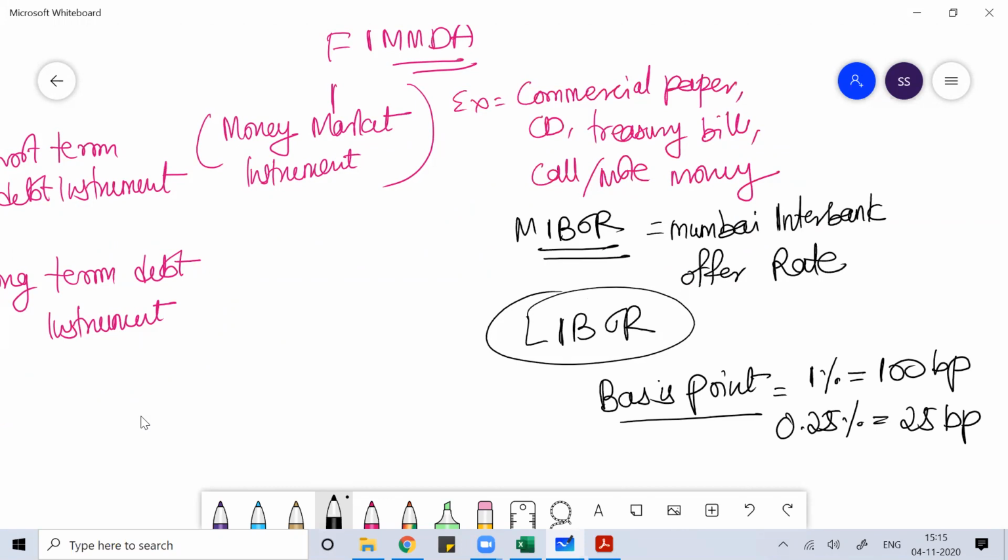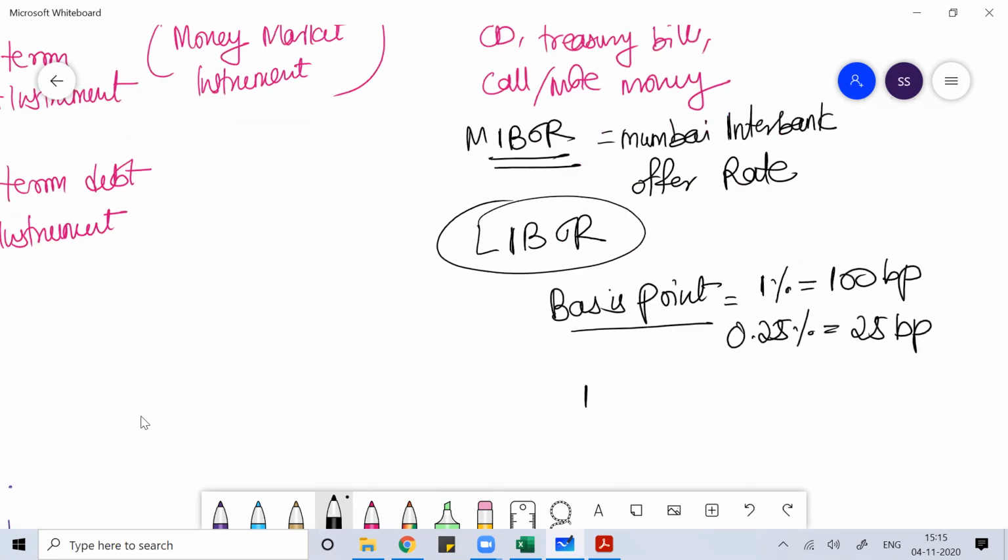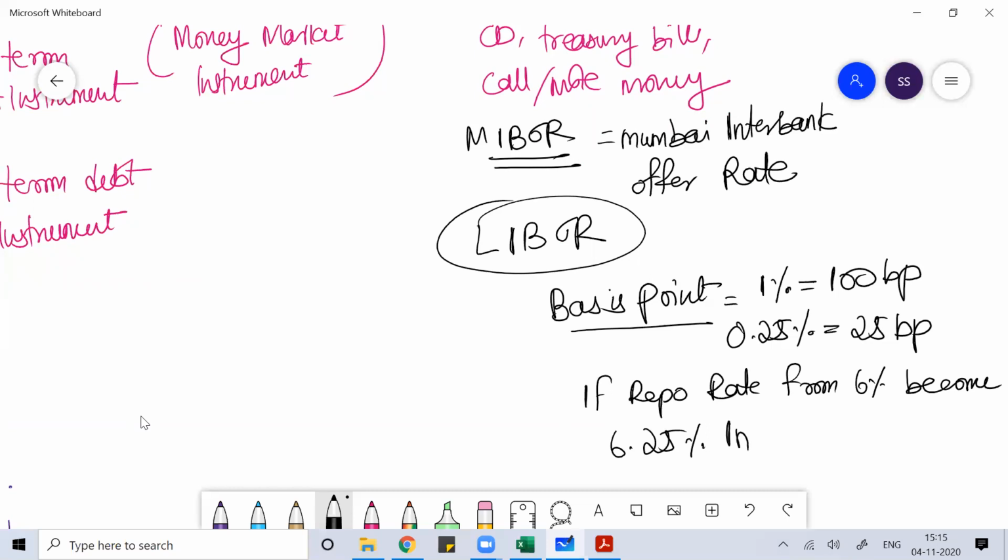Understand this part. Okay, so if the repo rate went from 6% to 6.25%, it means it increased by 25 basis points.